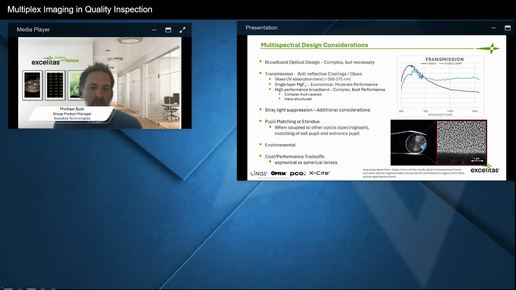Then we also discussed a little bit the environmental impacts, so the temperature changes and the vibration, these things. And ultimately, you have to consider the cost and performance trade-offs and what's really important for your particular application.